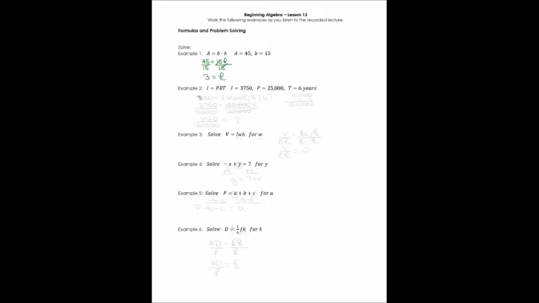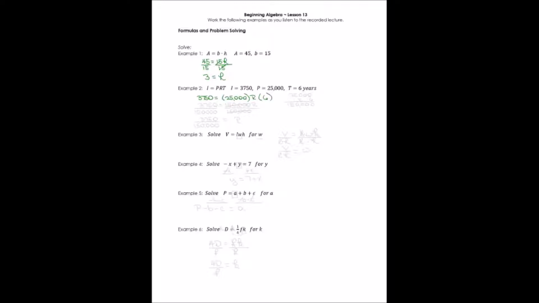It's 3,750. And then they told us the principal was 25,000. And then they didn't tell us what the rate was. They told us the time was 6 years, and time is always represented in years. So I'm just going to have to put my rate down as R, and my time down as 6.